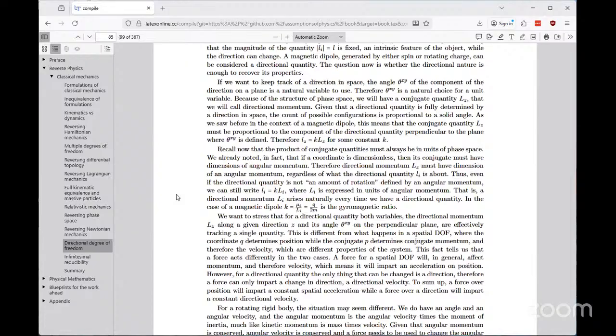In the case of a magnetic dipole, it is the gyromagnetic ratio, k equals mu_i divided by L_i equals q over m.